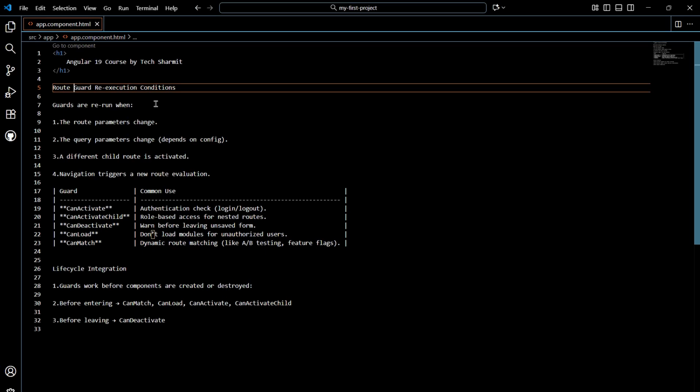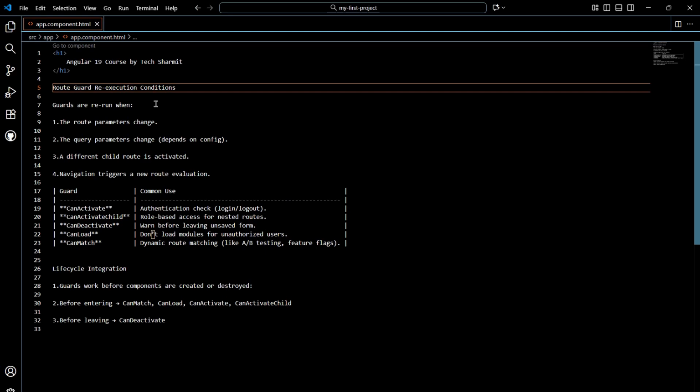But again, here you can see one thing is mentioned, that it depends on the configuration. So yes, it will depend on your configuration settings as well. But overall, if someone asks you, you can say that when the query parameters change, depending on the configuration, it will re-execute the route guards.